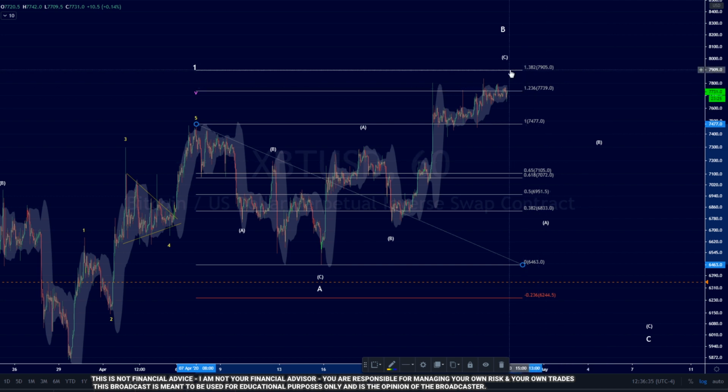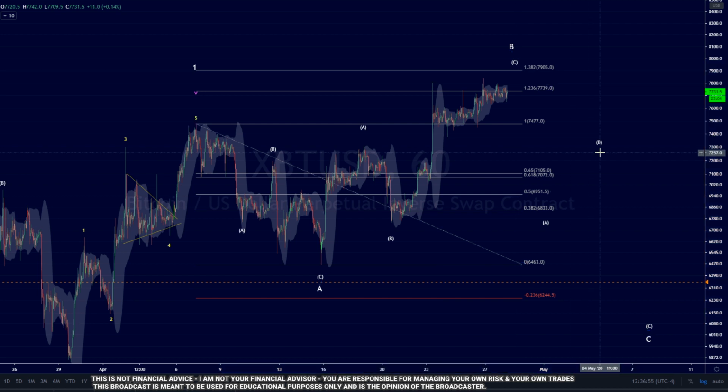But for us to push up here to the 1.382 would satisfy the rules for an expanded flat to the upside. Okay. So we've got 1, 2, 3, 4, 5 into the A, 1, 2, 3 into the B, and then a 1, 2, 3, 4, 5 into the C.